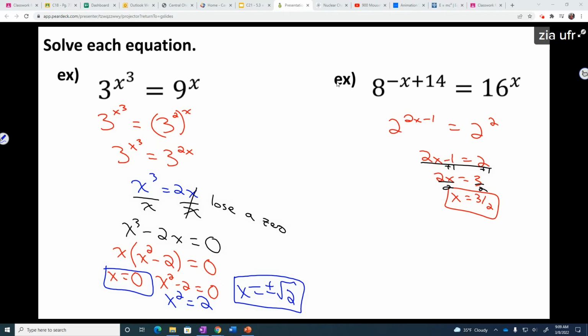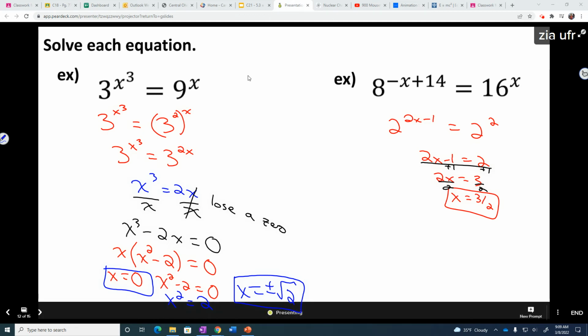X is 0 and x is plus and minus radical 2. It's kind of got amped up, you know, it's not.